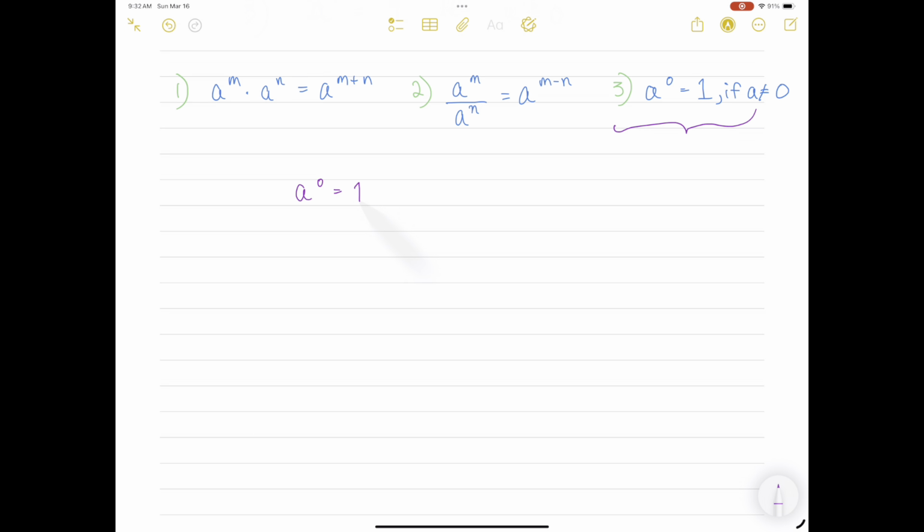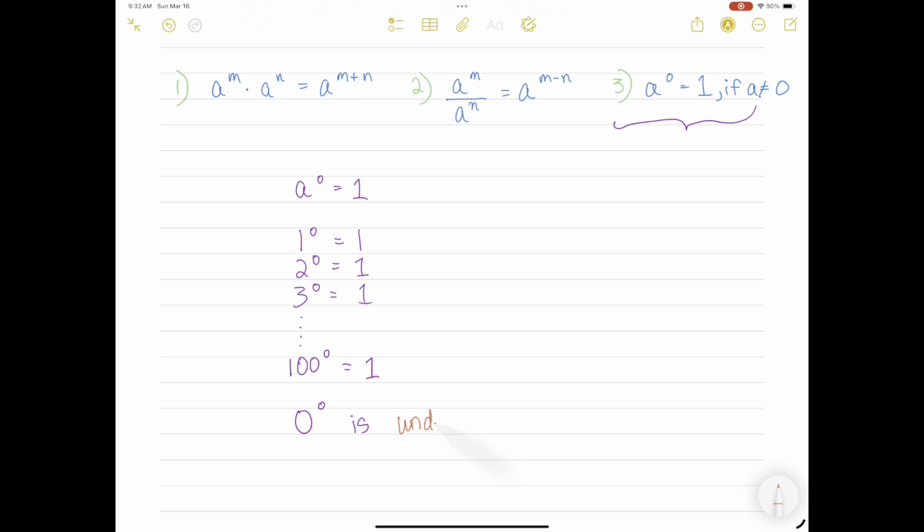So that means 1 to the 0 power equals 1, 2 to the 0 power equals 1, 3 to the 0 power equals 1, 100 to the 0 power equals 1, etc. 0 to the 0 power, however, is undefined. It means that the power of 0 does not apply to 0 itself.